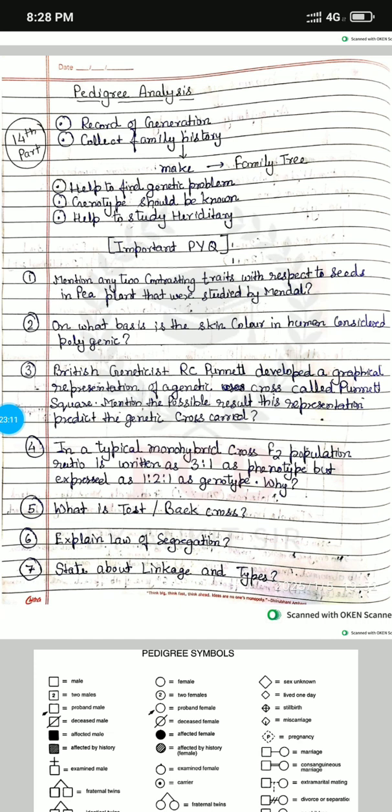The fourth question is, the monohybrid cross in the F2 generation has a phenotypic ratio of 3:1 and genotypic ratio of 1:2:1. So why are they different? Fifth is, what are test cross and back cross? You already know. What is the law of segregation is the sixth question. And the seventh one is, state linkage and its types.